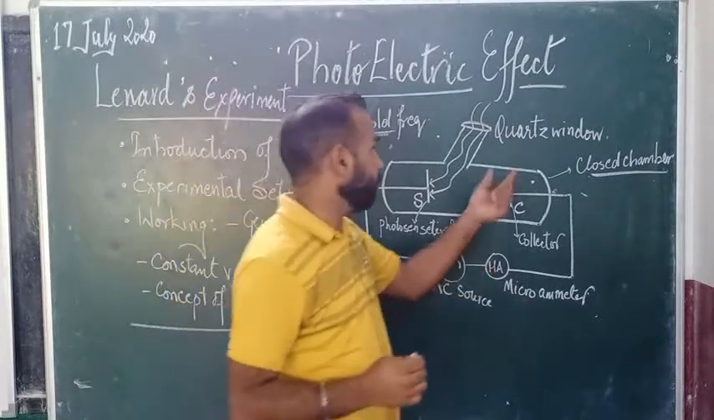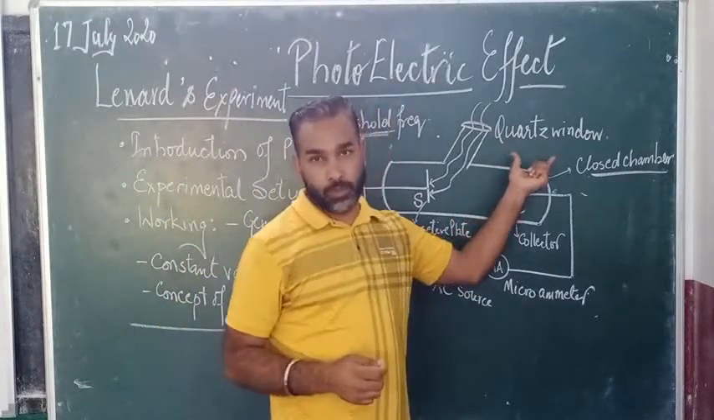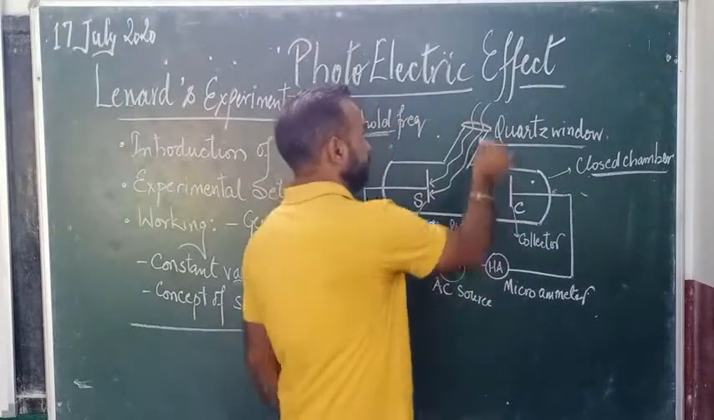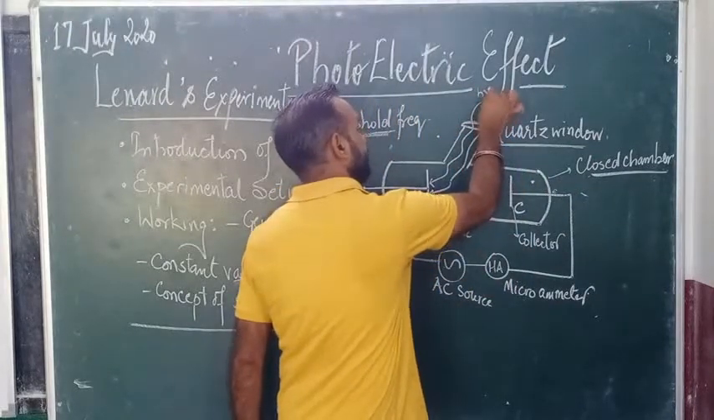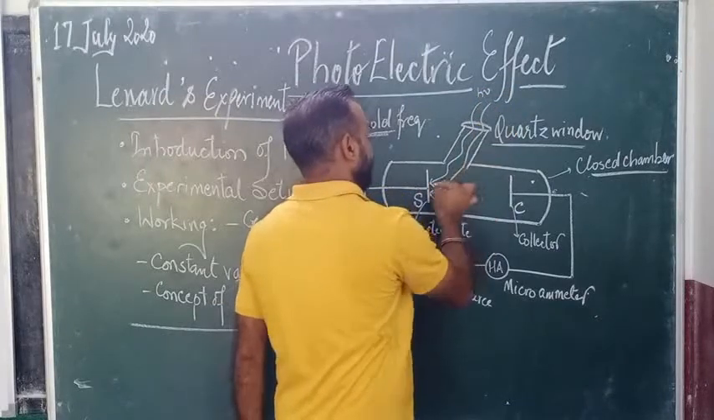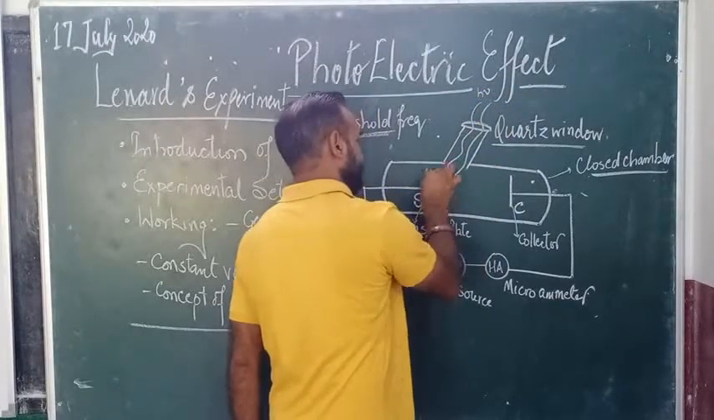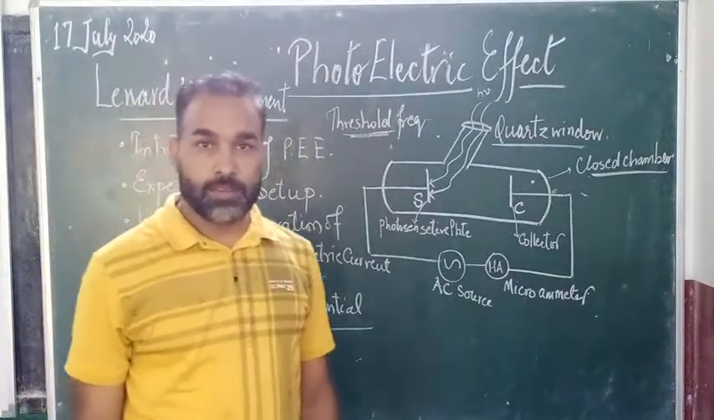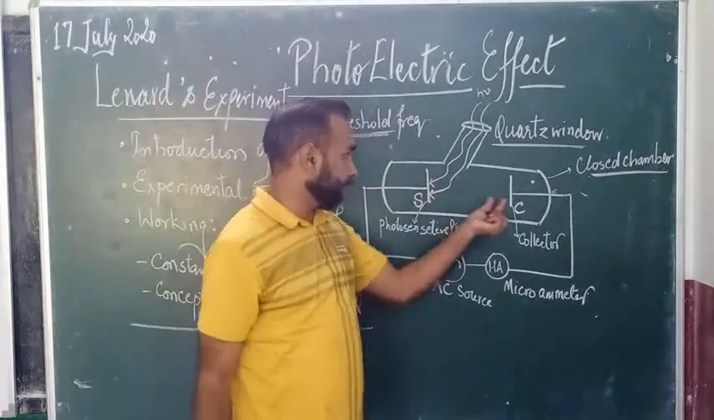That particular window he named the quartz window, right? The quartz window is the window through which light of a particular frequency comes and is incident on the metal surface, right?